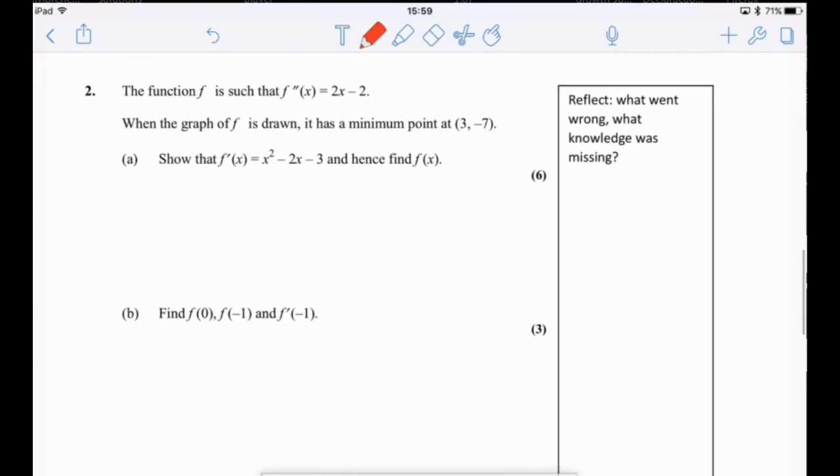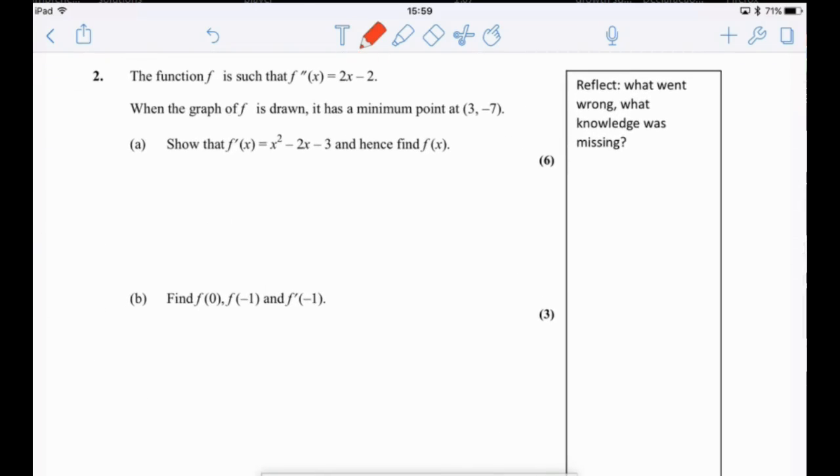Number 2. The function f is such that the second derivative of f is 2x minus 2. When the graph of f is drawn, it has a minimum point at 3, negative 7. Show that the first derivative of f is x squared minus 2x minus 3, hence find f of x.